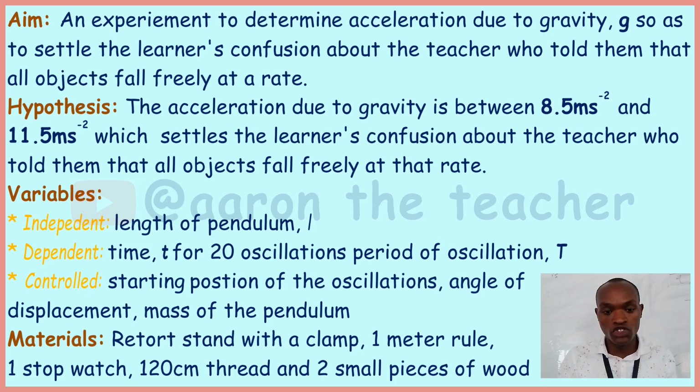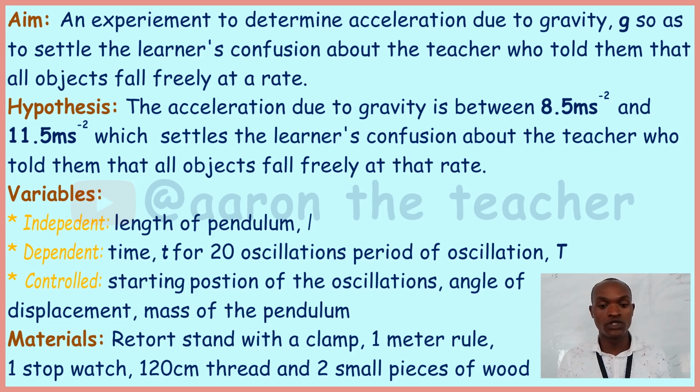We have the variables: independent, dependent, and constant. Under independent, there is the length of the pendulum, L, meaning you're going to use the symbol L. Under dependent, you have time t for 20 oscillations, and then the period of oscillation, that is denoted by capital T. Please be sure to always differentiate between the two. Time t is in small letter, and the period of oscillation T is in capital letter. Don't mix them.